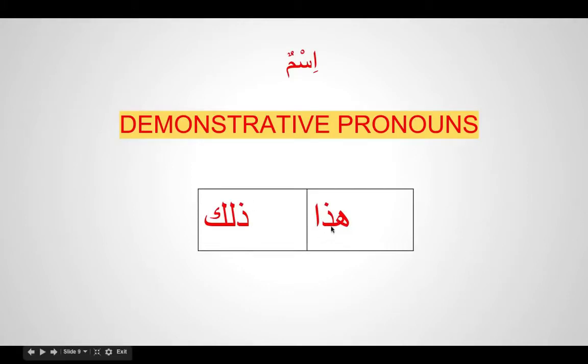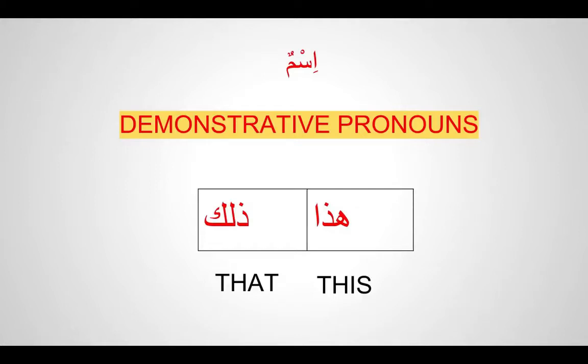Just how you pronounce this letter: you have to bring the tip of your tongue just in front of the teeth. In Urdu it's pronounced as haza, which is wrong. The tip of the tongue is on the palate, behind the teeth, which is wrong. It has to be in front of the teeth. HADHA, HADHA and dhalika. So what do these words mean? HADHA means this and dhalika means that. So we'll be learning about this and that.